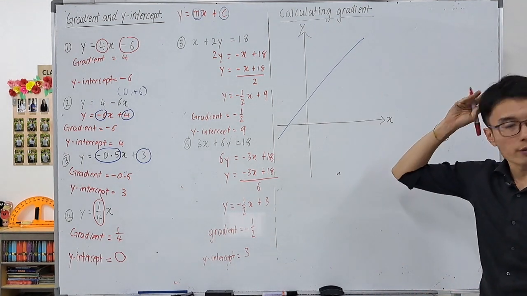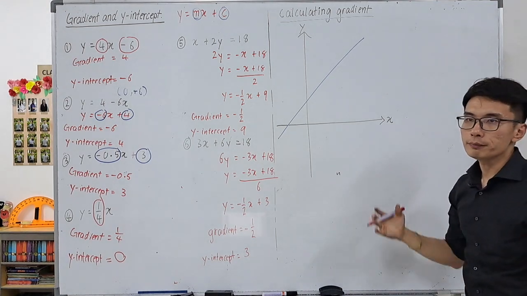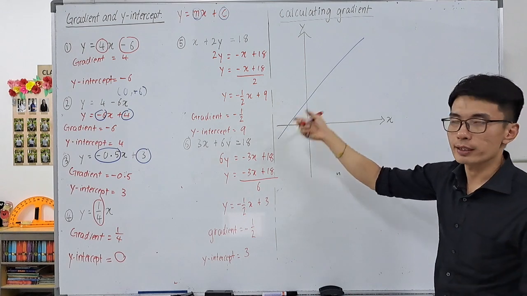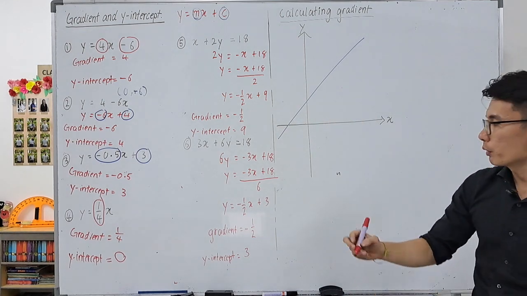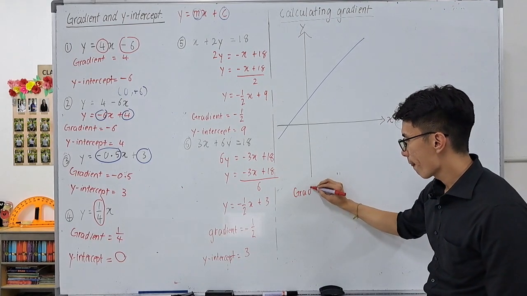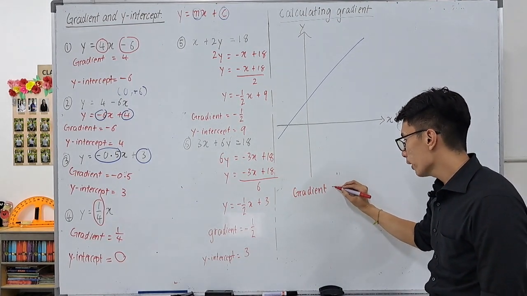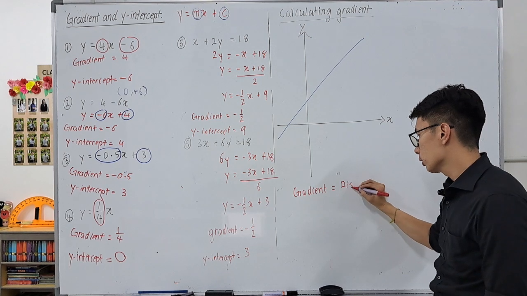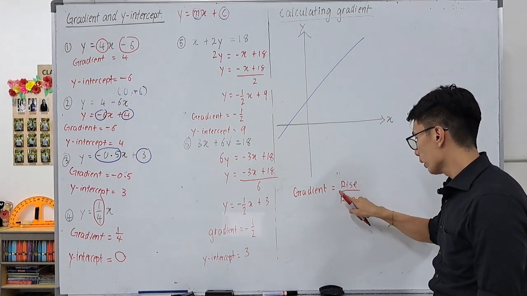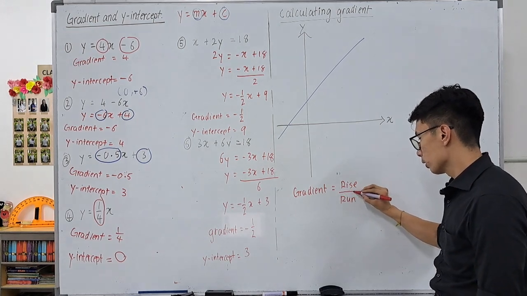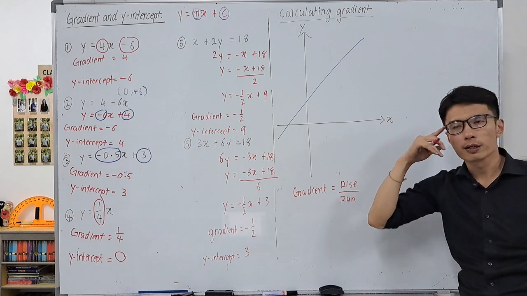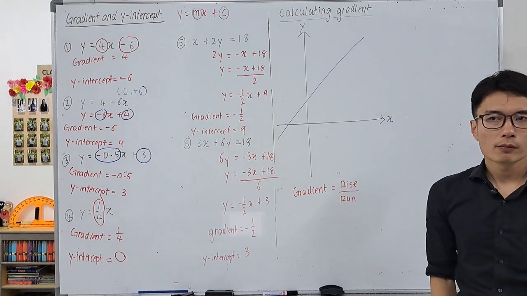It's very simple. To calculate gradient, all we need is a straight line, like this one over here. And this is how we calculate gradient. Gradient is defined as the rise over run. That's how I define gradient. It's the rise over run. Now, what do I mean by that? I will explain in a while, but just understand this first.